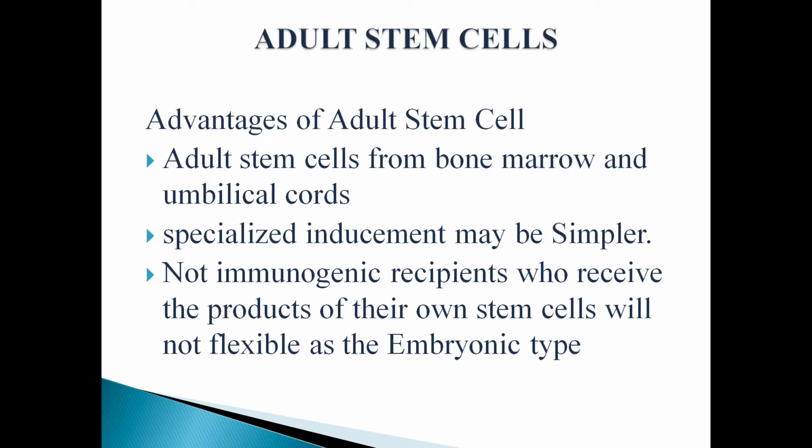Now the advantages of adult stem cells. Adult stem cells from bone marrow and umbilical cord appear to be simpler, and are not immunogenic to the recipient who receives the product of their own stem cells.